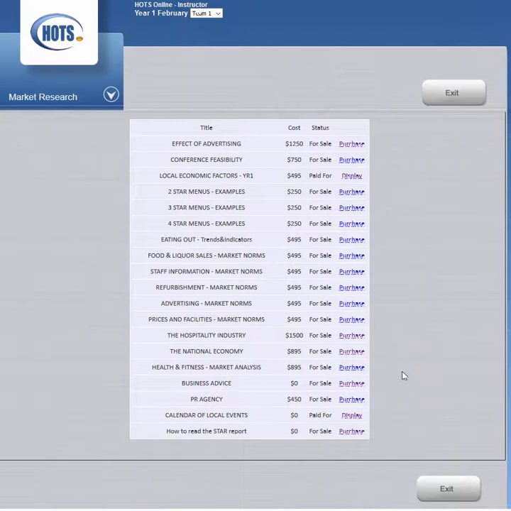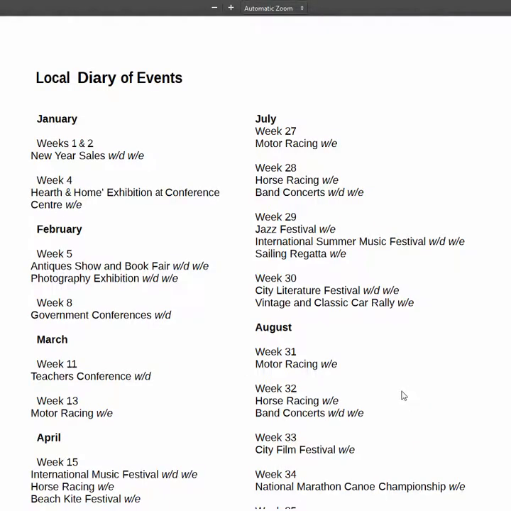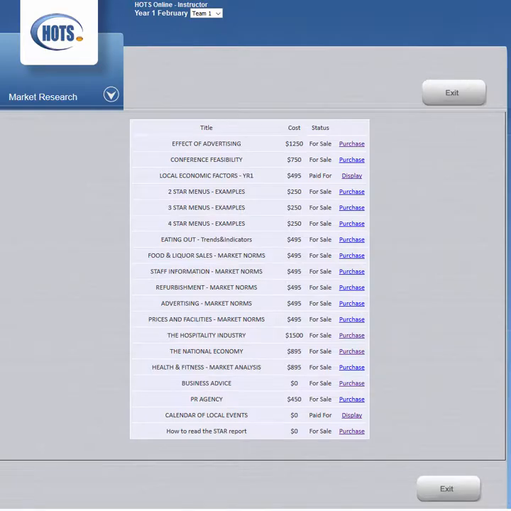The list of market research documents includes a link to the calendar of local events, and this is a PDF document, so it's fully editable again, and we can set up whatever events we want in the coming year in the simulation, and we can adjust the demand patterns to suit the calendar that we put into the particular exercise. The teams look at the local diary of events and decide how that's going to impact their pricing.